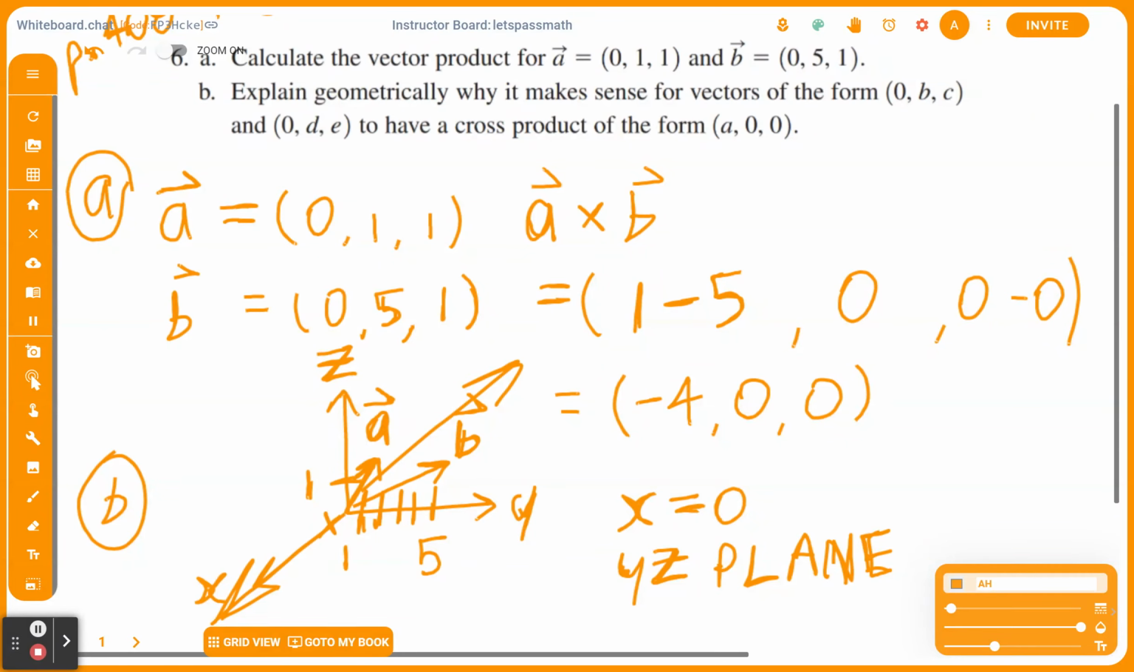And this is the reason why when you cross anything in the form of 0, B, C and 0, D, E, it's going to give you A, 0, 0. And again, A could be an element of the real numbers. So depending on the actual numbers, it could be in the positive or negative direction of the axis. I hope this makes sense.